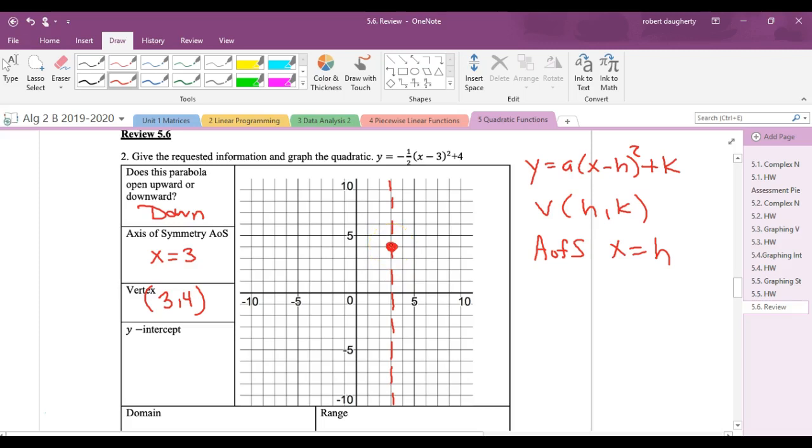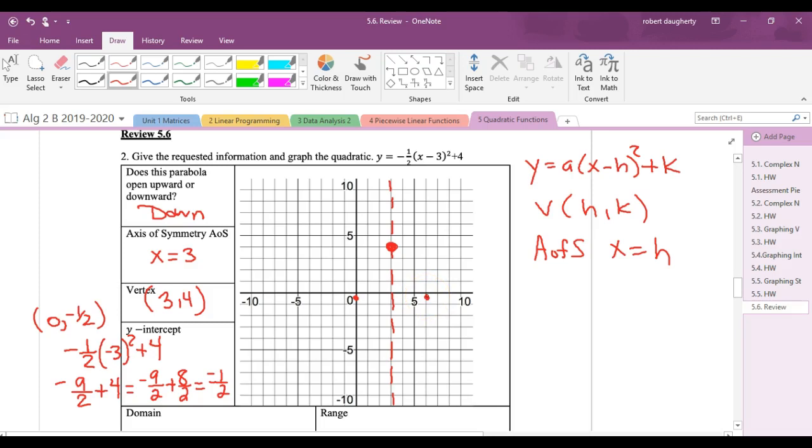What is the y-intercept? The y-intercept is what you get when you set x equal to 0. So in this equation, if x is equal to 0, you're going to get negative (3) squared over 2, plus 4. So that's going to be negative 9 halves. So negative 9 halves plus 4, which is negative 9 halves plus 8 halves, which is negative 1 half. So my y-intercept is (0, negative 1 half). So (0, negative 1 half) is right about here. So I'm 1, 2, 3 to the left of that axis, 1, 2, 3 to the right. I should get the same value, okay?